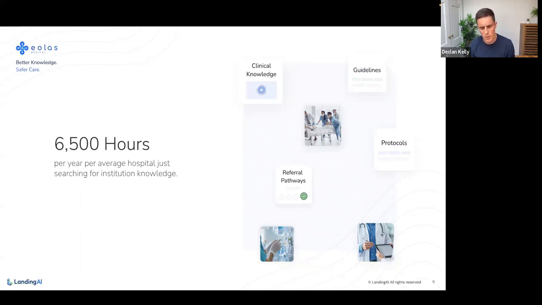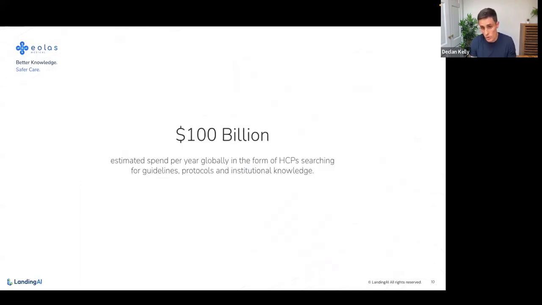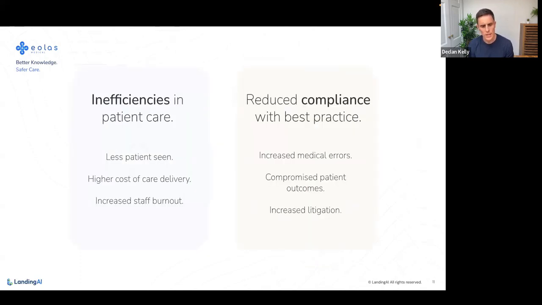And if we go to the next slide, I've highlighted here that globally this represents about $100 billion of spend by healthcare professionals just searching for the knowledge that they need. And if we move on to the next slide, the two biggest downstream effects of this are inefficiencies in patient care and reduced compliance with best practice. Because it is so time consuming to find the information that you need, it results in fewer patients seen, higher cost of care delivery, and increased staff burnout as well.